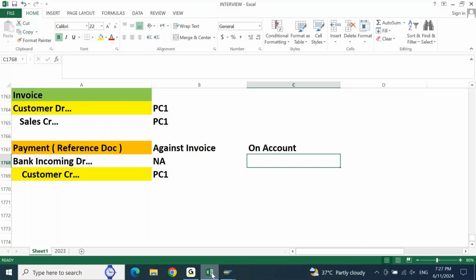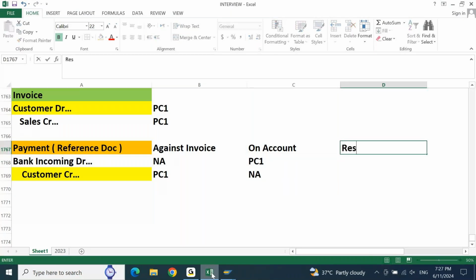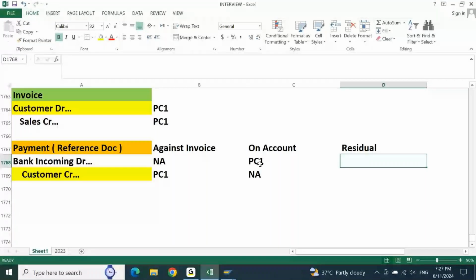Bank. Here it will be PC1, this will be NA. Agree? Yes. And you have something called residual payments. In this residual payment, sir, on account, how do you consider that one is PC1? The customer can have any number of profit centers on invoices. It can be any profit center because it's a manual input. Okay, so you will park the total amount in one profit center.